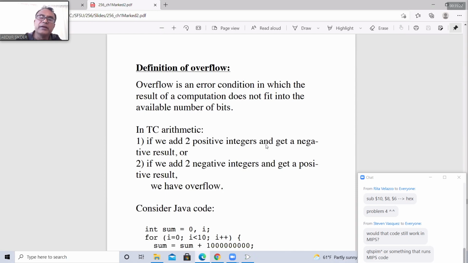So the definition is here. Overflow is an error condition in which the result of a computation does not fit into the available number of bits. So if you have a question like what is overflow, then you have to put this definition there. Overflow is an error condition in which the result of a computation does not fit into the available number of bits. If you're working with an 8 bit number, if your total sum or addition becomes 9 digits, then the last digit you just ignore it.